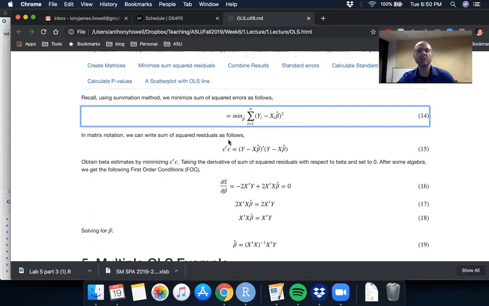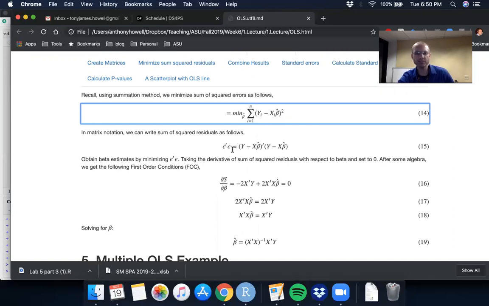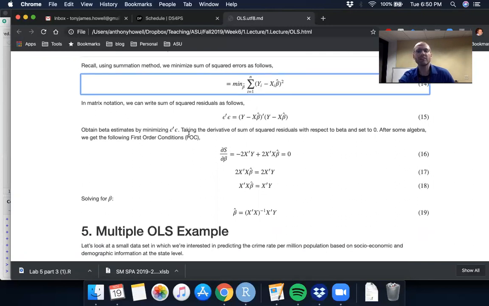In matrix notation, the sum of squared residuals, E prime E, we can expand this squared term here, where we have our y minus x beta hat, multiplied by y minus x beta hat. And this is going to be the sum of the squared residuals in matrix notation. We're going to get our beta estimates by, again, minimizing the squared estimates here, taking the derivatives with respect to beta, and we're going to set the equation equal to 0.